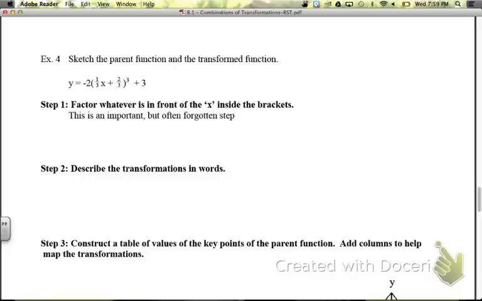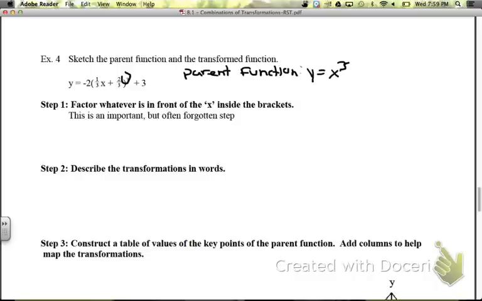So now in example 4, we want to sketch the parent function and the transform function. Our transform function is y equals -2 times 1/3 x plus 2/3 all cubed plus 3. You notice that it has the cubed here, so therefore our parent function is a cubic. So our parent function is y equals x cubed.